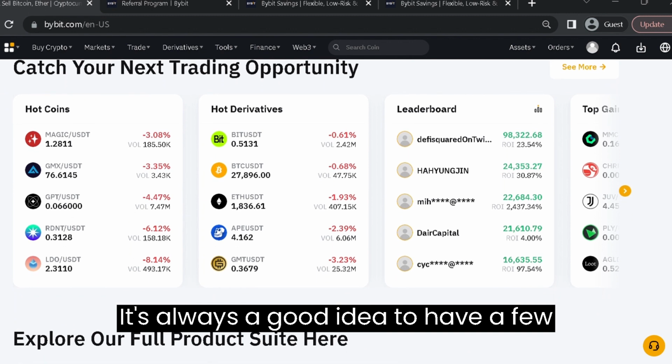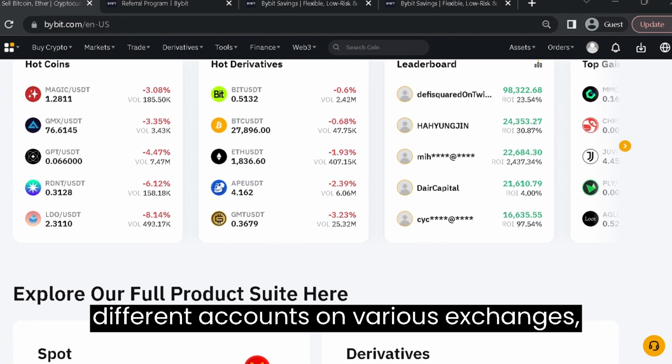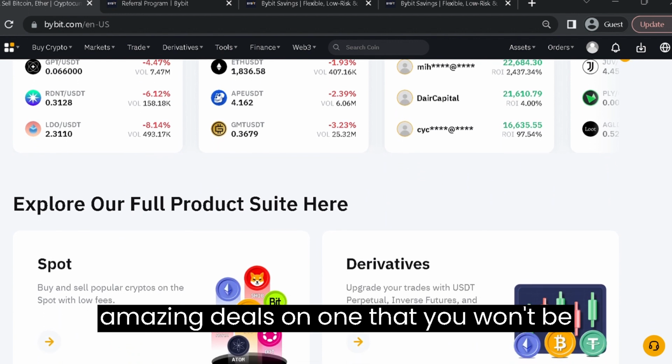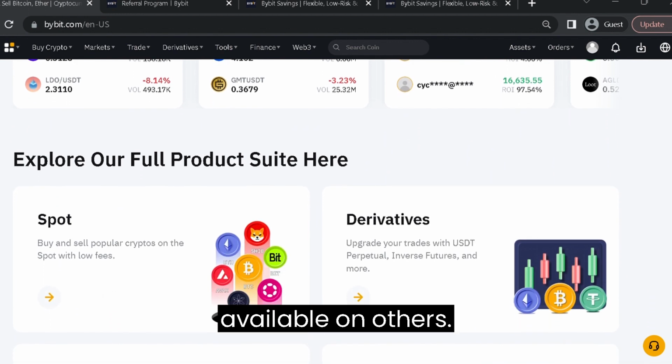However, keep in mind that the staking process is similar among most exchanges. It's always a good idea to have a few different accounts on various exchanges because sometimes you can find some amazing deals on one that won't be available on others.